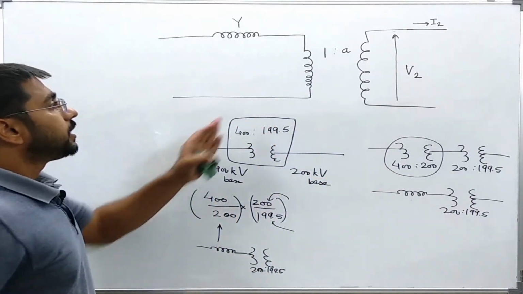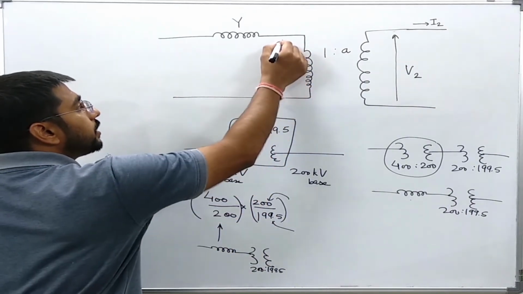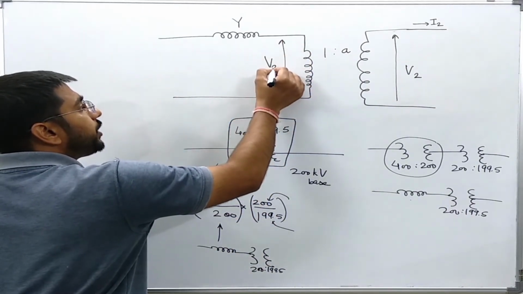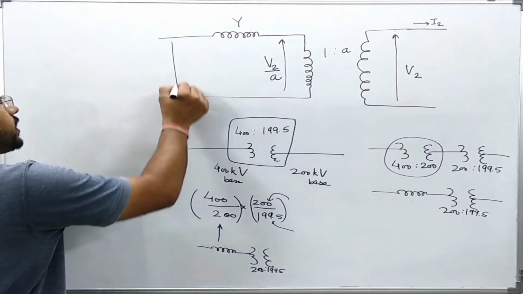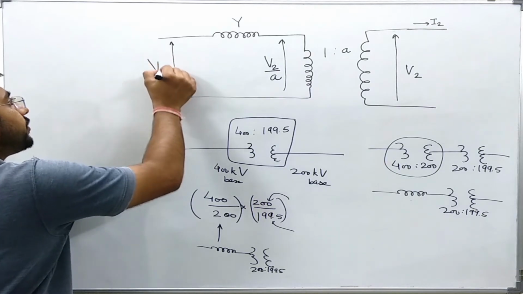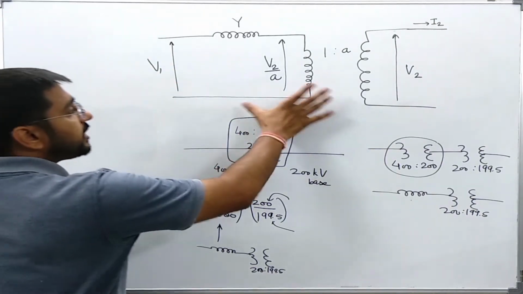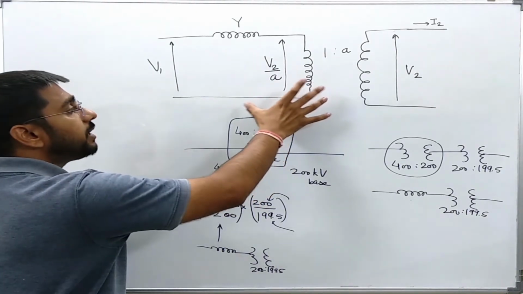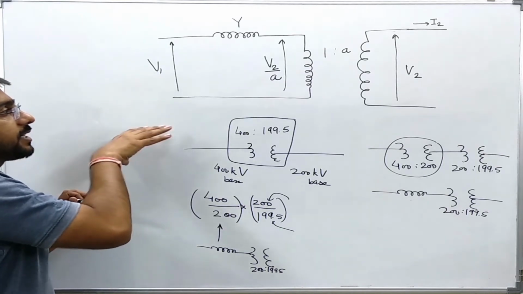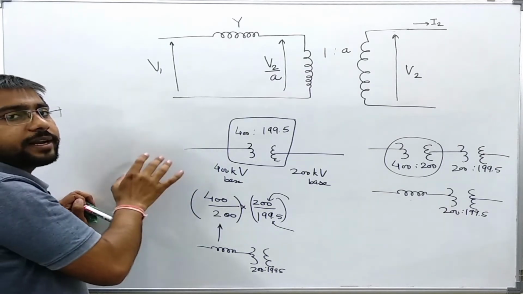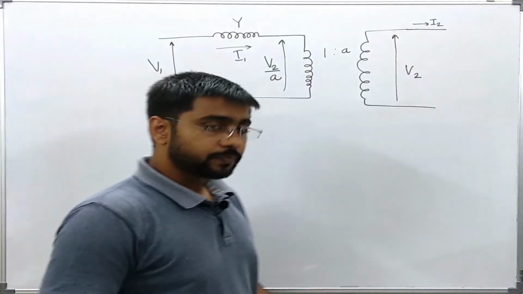Now here this was voltage V2, so what will be the voltage here? V2 over A, and here this is voltage V1. Okay, now from this equivalent circuit diagram, I will try to form the equations such that I can get the Y matrix or the admittance matrix. Now that we will see in the next slide.